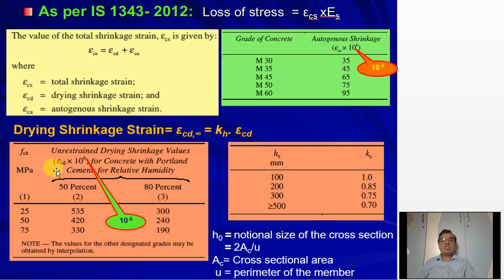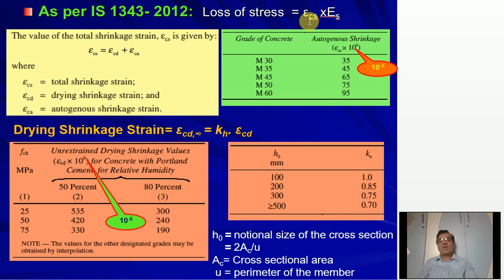Now the another term, that is epsilon Cd0, it is given by this table. So epsilon Cd0 depends on percentage humidity, RH value. So for 50%, these are the values given for different grade of concrete, and for 80% RH, these are the values which are given for the different grade of concrete. So in between grade of concrete we can do interpolation. Such a note is given by the code: the values for the other designated grades may be obtained by interpolation. Okay, so we can substitute the value of autogeneous shrinkage in this equation and the drying shrinkage calculated from this table in this equation, and we get loss of stress due to shrinkage of concrete. Now this is total loss due to shrinkage of concrete.